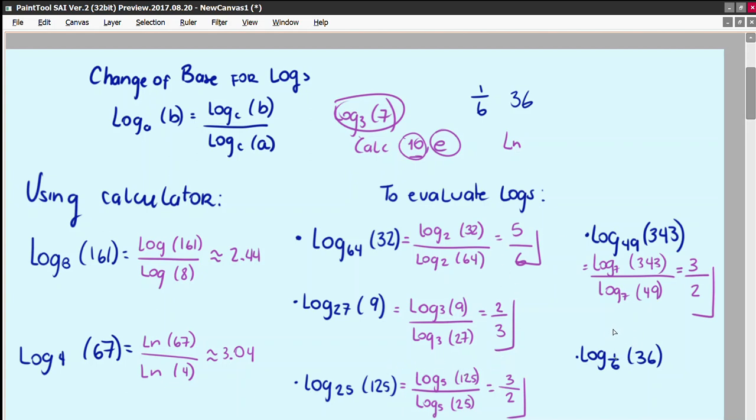Lastly, you know that 1/6 and 36 are both powers of 6. So we can change this into logarithms of base 6. So logarithm of the new base of the argument over logarithm new base of the previous base. 6 to what power gives me 36? This is 2. And 6 to what power gives me 1/6? This is -1. So 2 over -1, this is -2. So this is how you apply change of base for logarithms.